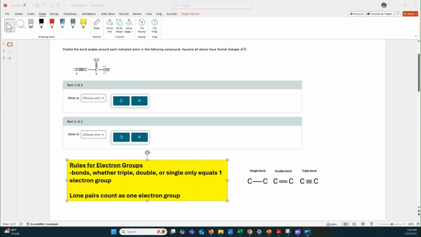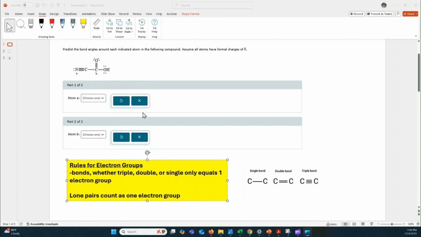And what ALEKS is going to do is show us a compound and highlight two bonds with letters. So A is right below where this nitrogen is, and B is focused on where this carbon is located, and it wants us to just predict the bond angle.